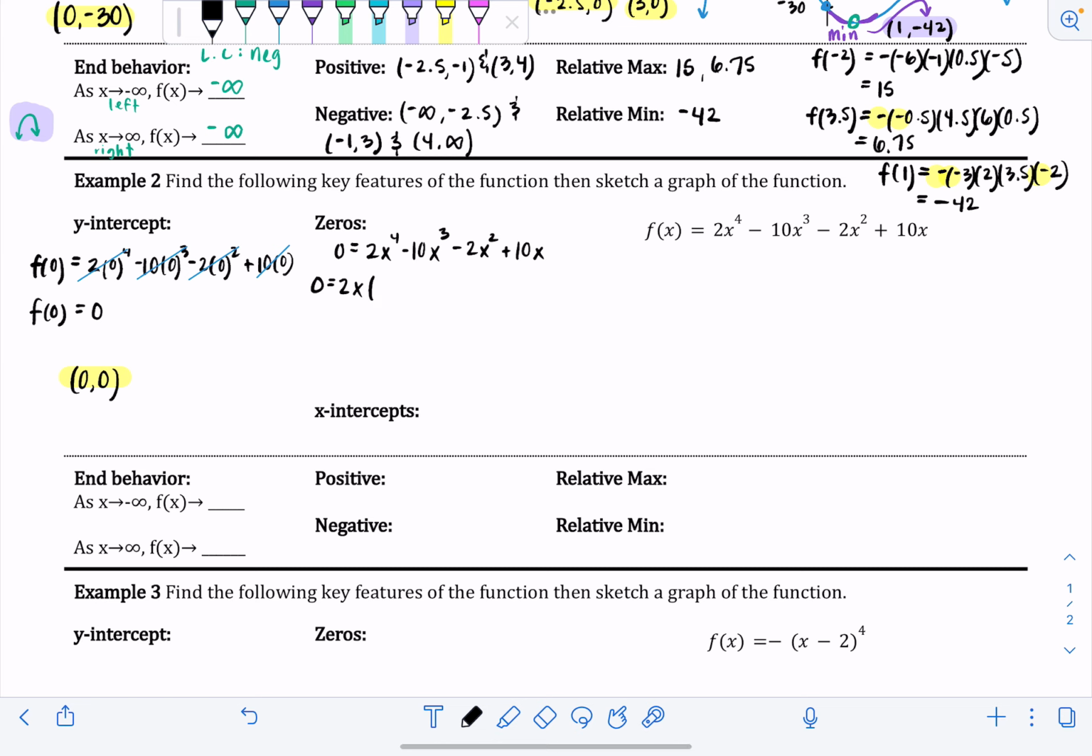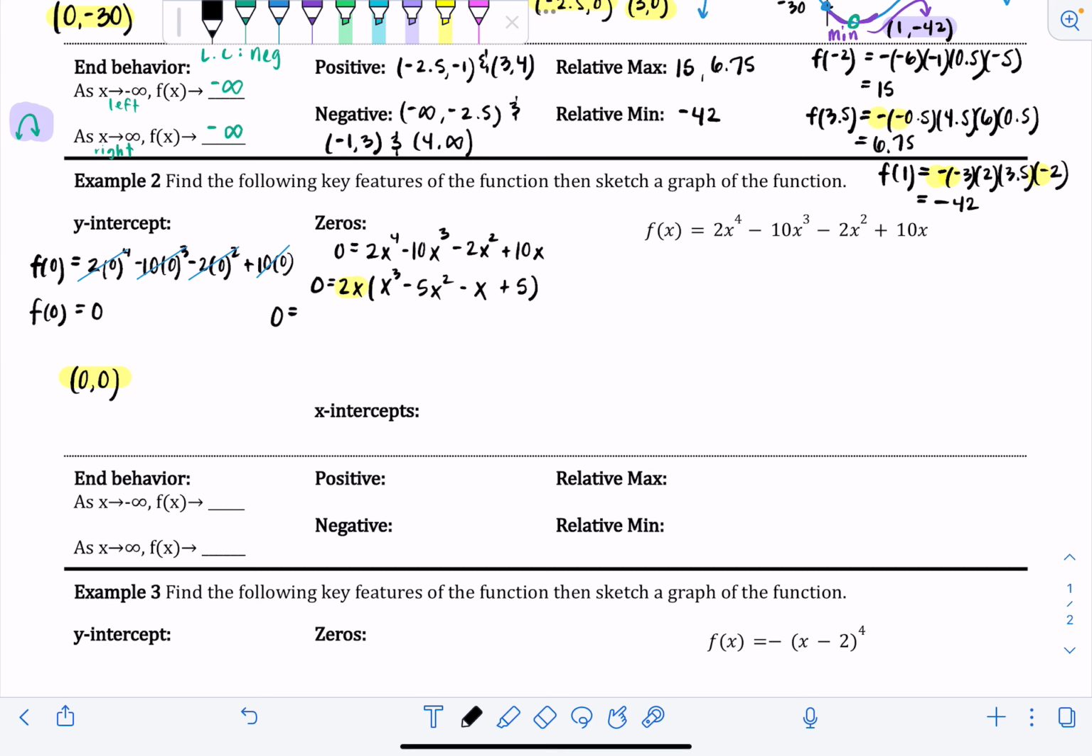So if I factor the 2x out of the 2x to the fourth, it would leave me with just an x to the third power. And then negative 10x cubed divided by 2x would be negative 5x squared. And then negative 2x squared divided by 2x leaves me with negative x. And 10x divided by 2x leaves me with a plus 5. And then now inside that parentheses, I have 4 terms, so I'm going to have to use factor by grouping. It's really important that the 2x does not disappear, though. It has to stay there the entire time.